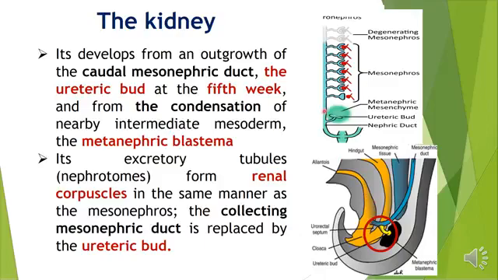The kidney develops from an outgrowth of the caudal mesonephric ducts. This is the ureteric bud. At the fifth week, caudally of the mesonephric duct, the ureteric bud forms, and from the condensations of the nearby intermediate mesoderm, the metanephric blastema.